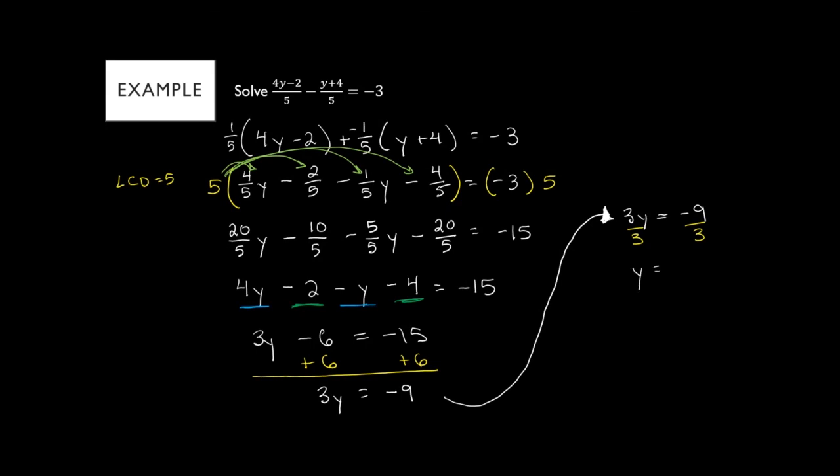So that leaves me with a single y, and then a negative divided by a positive is a negative, and 9 divided by 3 is 3. So we end up with y equals -3. And then, of course, you can check your work. Are there any questions here?